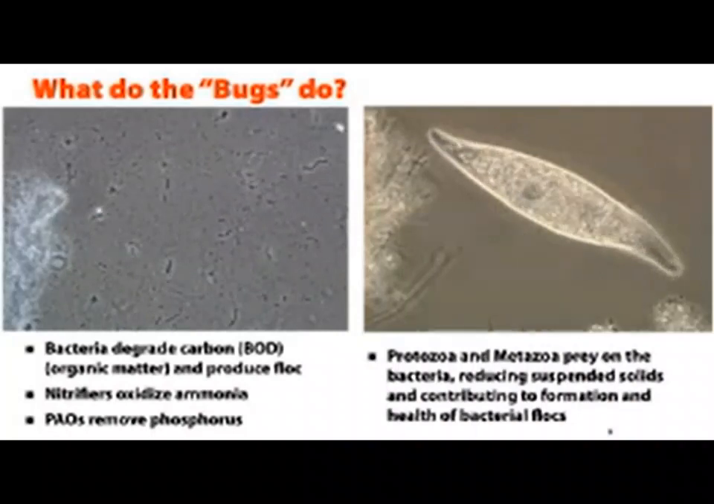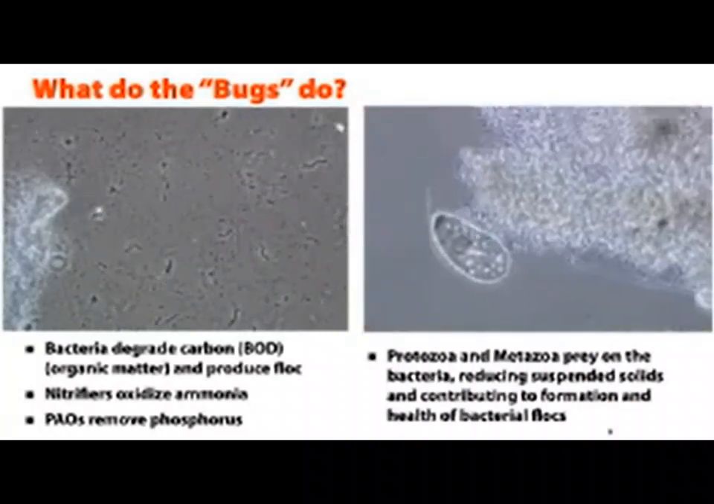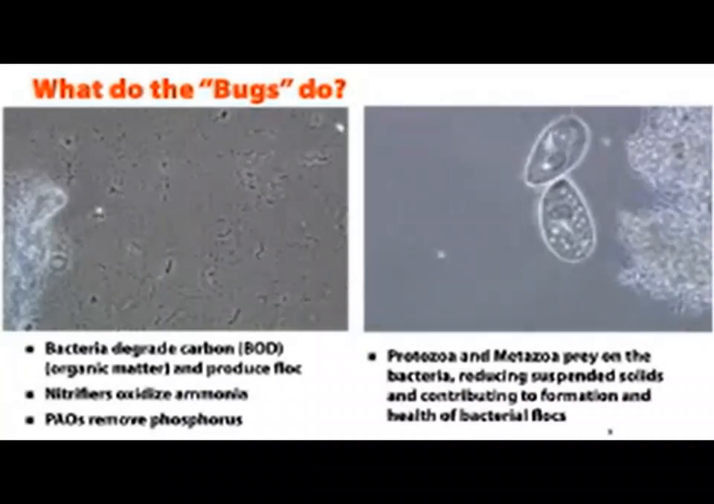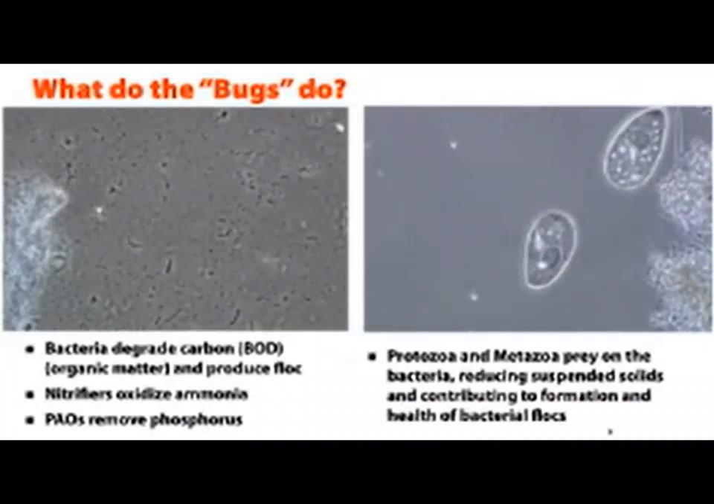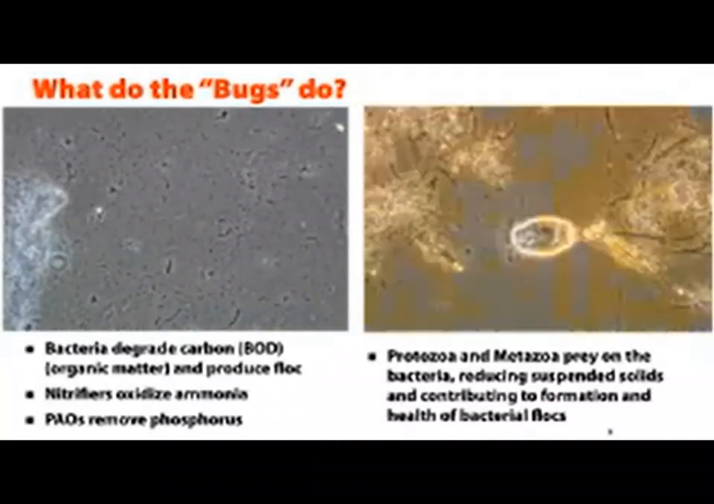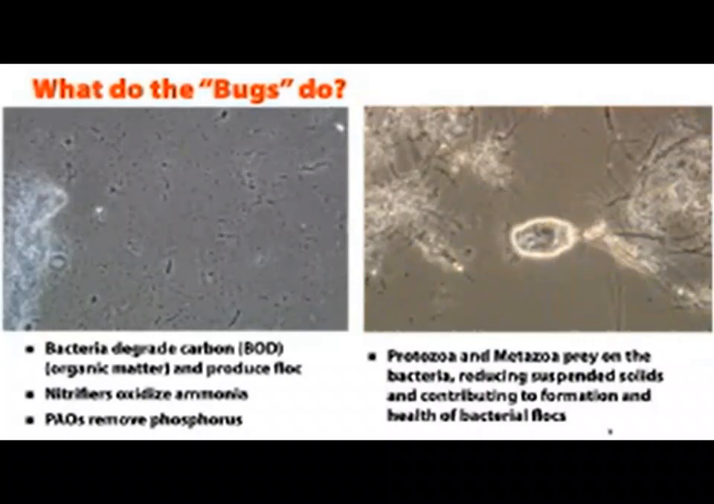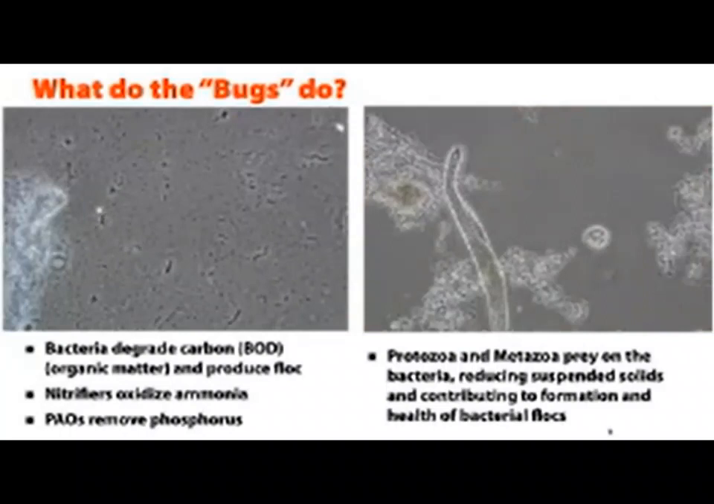So what do the bugs do? They're doing a lot of things. They're removing carbon, they're removing nitrogen, they're removing phosphorus. The protozoa and the metazoa are removing some suspended solids and the dispersed bacteria that fed on the BOD. They're improving the health of the flocs. They're contributing to the clarity of the final effluent.